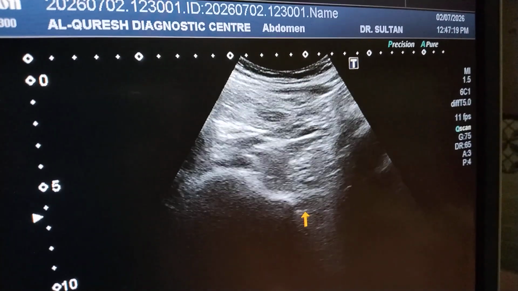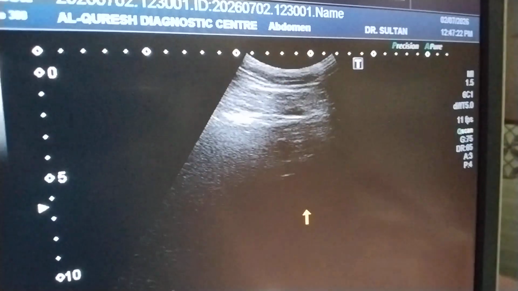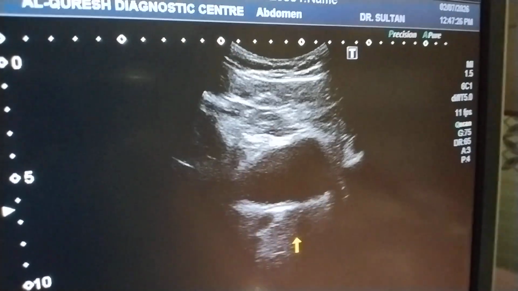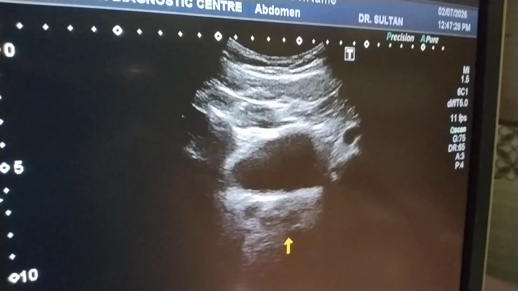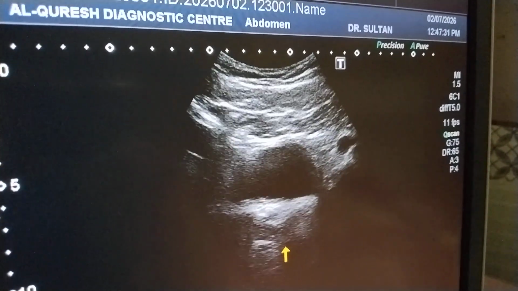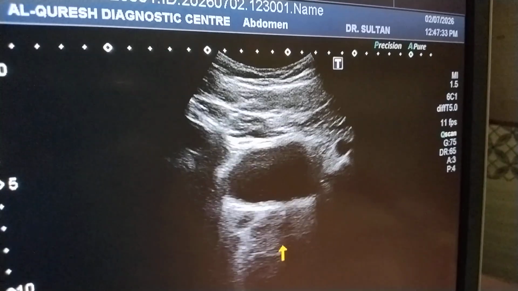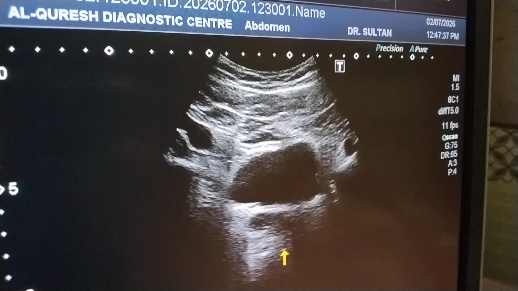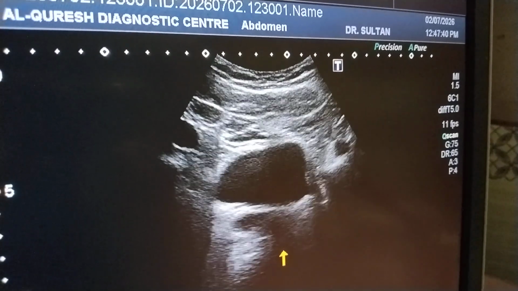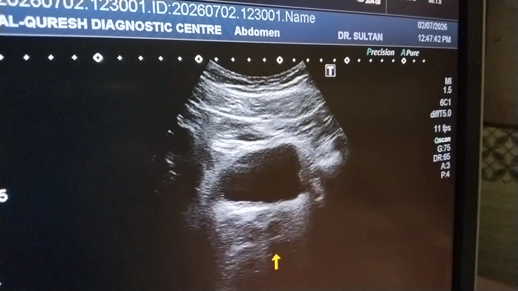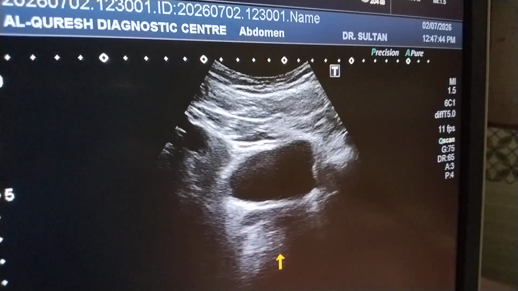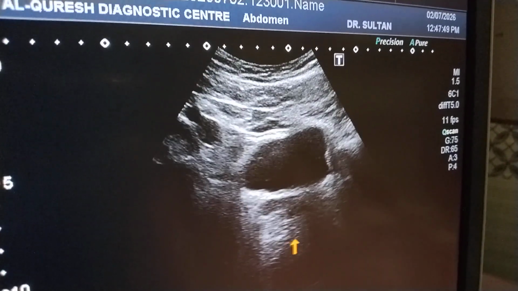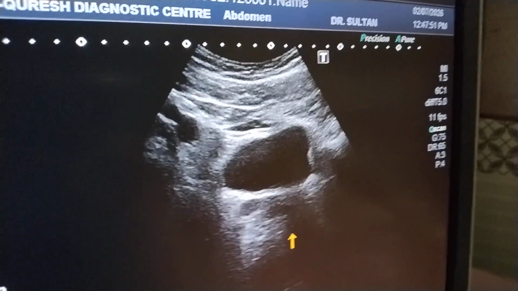So then go to the pelvic region while the probe is in transverse position. Initially the probe was in longitudinal position. Now just put the probe at the pelvic region to scan the urinary bladder, and then try to locate the VUJ, vesico-ureteric junction.